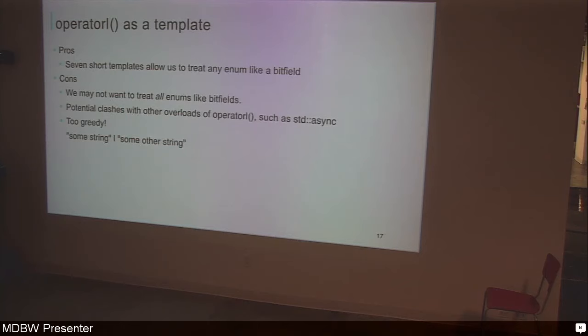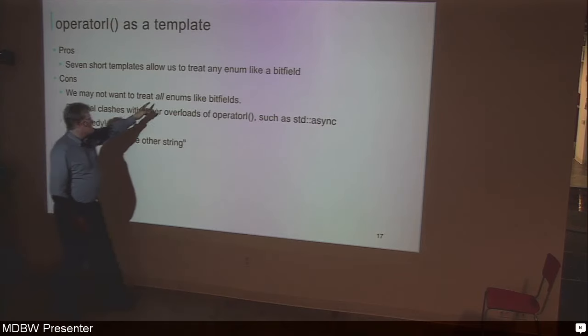Okay, so we've made it as a template. The pros are seven short templates allow us to treat any enum like a bitfield. Any enum. And you don't have to rewrite this for every enum you want. You just, boom, all our enums are now bitfields. The cons are, we may not want to treat all enums like bitfields.